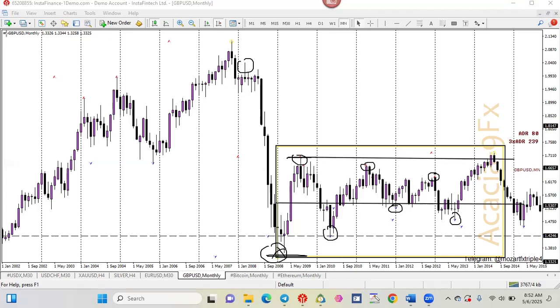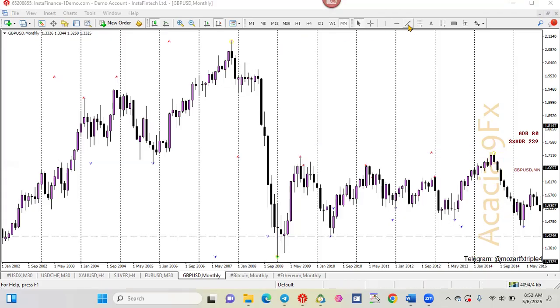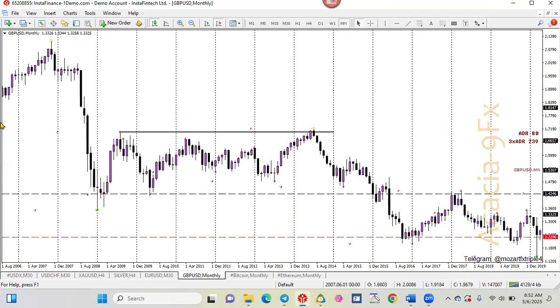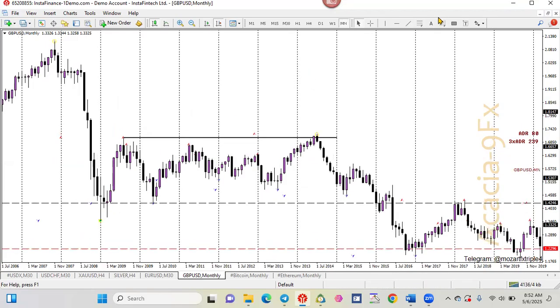So I will clean everything, but I will put a mark there at this high so that you see what happened later on. I'm trying to show you insignificant swing in the market. Now look at it. You see that later on, price broke this low also.